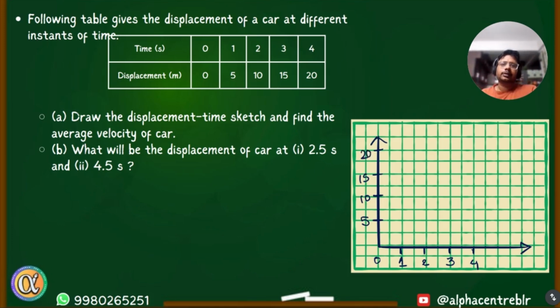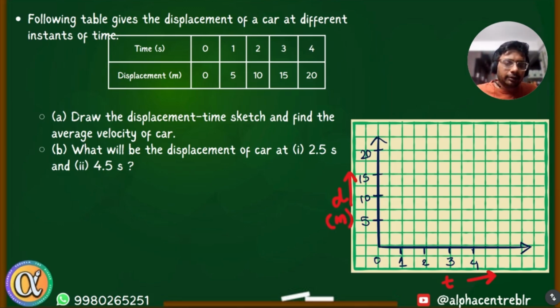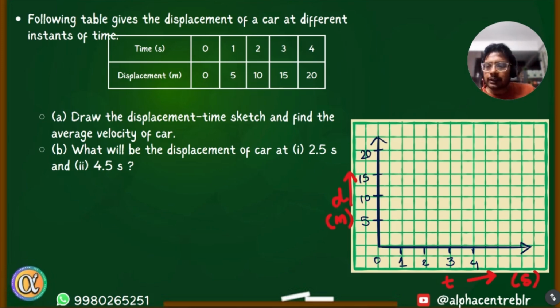Okay, so that is displacement on the y-axis. This is time. Also write displacement is given in meters so that we don't get confused, and time is given in seconds. Okay, now let's try to plot this information. It says when the time is 0, displacement is 0. So this point here.